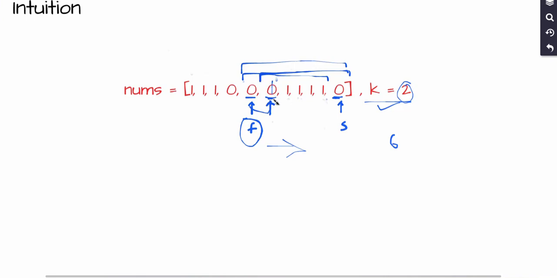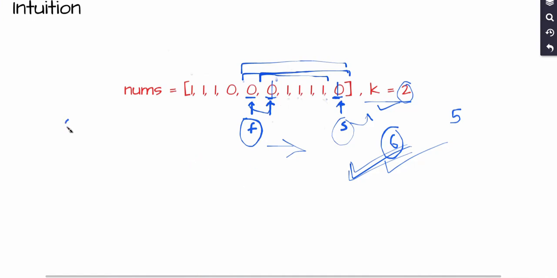If I flip this 0 to 1 and this 0 to 1, then the number of ones would be 4, 5, 6, which is better than the previous answer, which was 5. And hence I update the answer to 6, and I traverse my entire array. I cannot move my second pointer to the next integer, and hence this would be the answer. The maximum consecutive ones that we can have will start from integer number 6 till the last integer of the array.